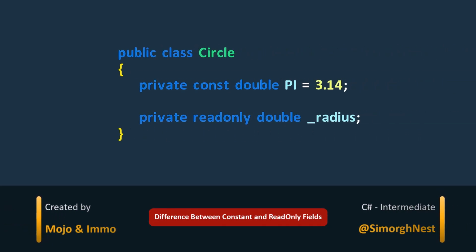Const and read-only fields are used to declare variables that cannot be changed once they have a value. But there are key differences between them. Knowing these differences will help us choose the right one, based on our needs and how we want to design our code. Therefore, it's important to use them wisely to create robust and maintainable C# code.